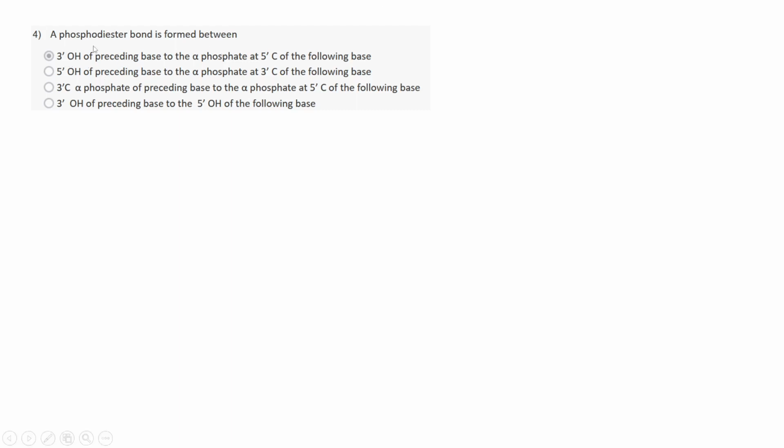The phosphodiester bond is formed between which of these molecules, how is it formed? So you need to select out of these four what is the correct option. The DNA replication we discussed regarding this. So option A is correct. 3' OH of the preceding base to the alpha phosphate of the 5' base.